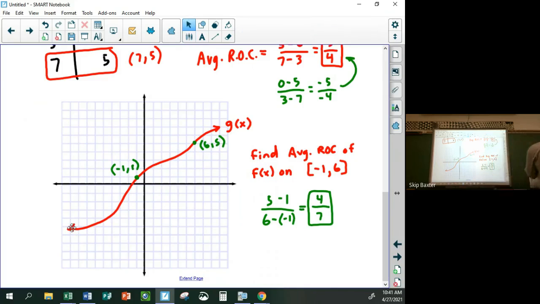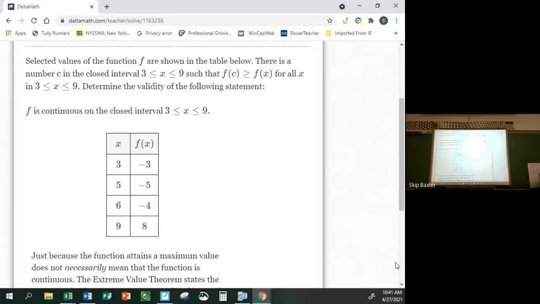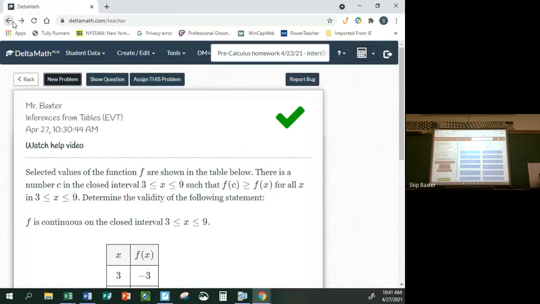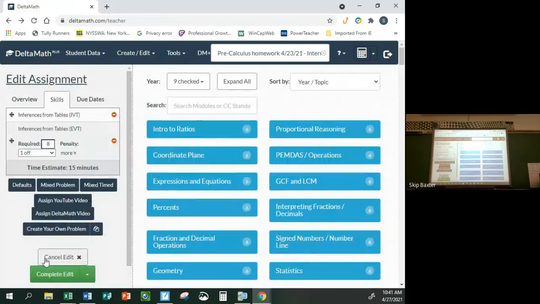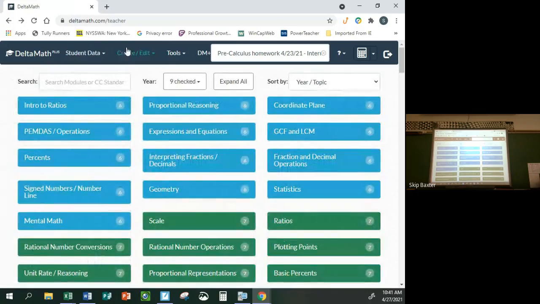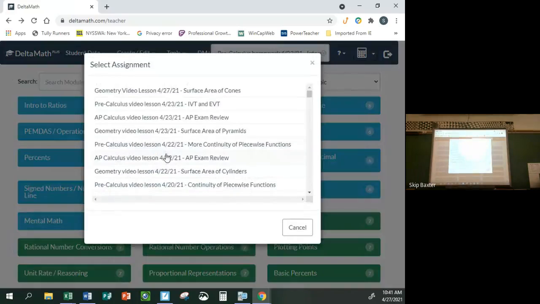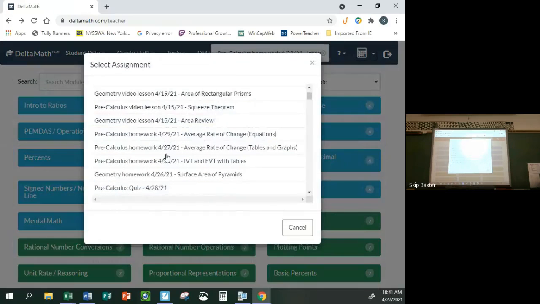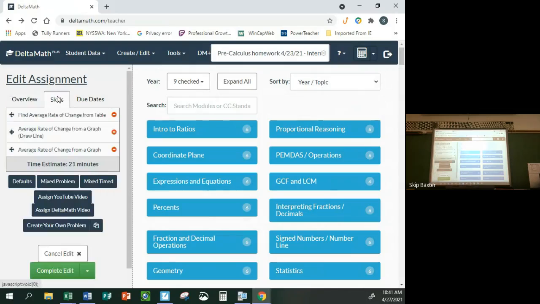So let's look at Delta Math real quick so you can see there's actually 3 types of problems on the Delta Math assignment. Find the assignment first. Oh boy. All right, so right here. So there's 3 types of problems.